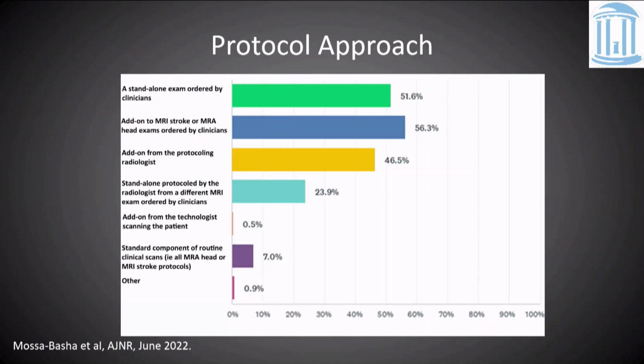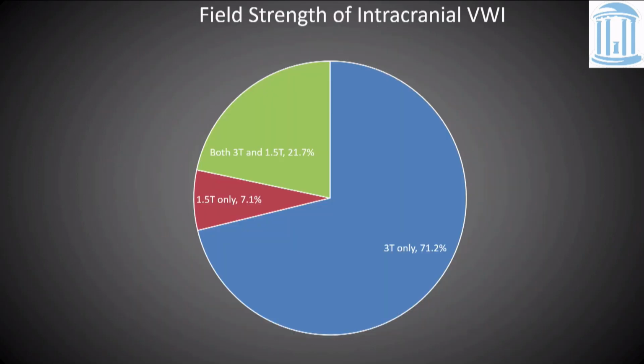In addition, in terms of protocol approach, most were adding it on to stroke MRI or MRA. It was being added on by the radiologist, or it was a standalone exam ordered by the ordering providers, the neurologists or the neurosurgeons. Those are the three most common responses. And in terms of field strength for intracranial vessel wall MR, 3T was most common, followed by both 3T and 1.5T, with a small minority performing it only on 1.5T.